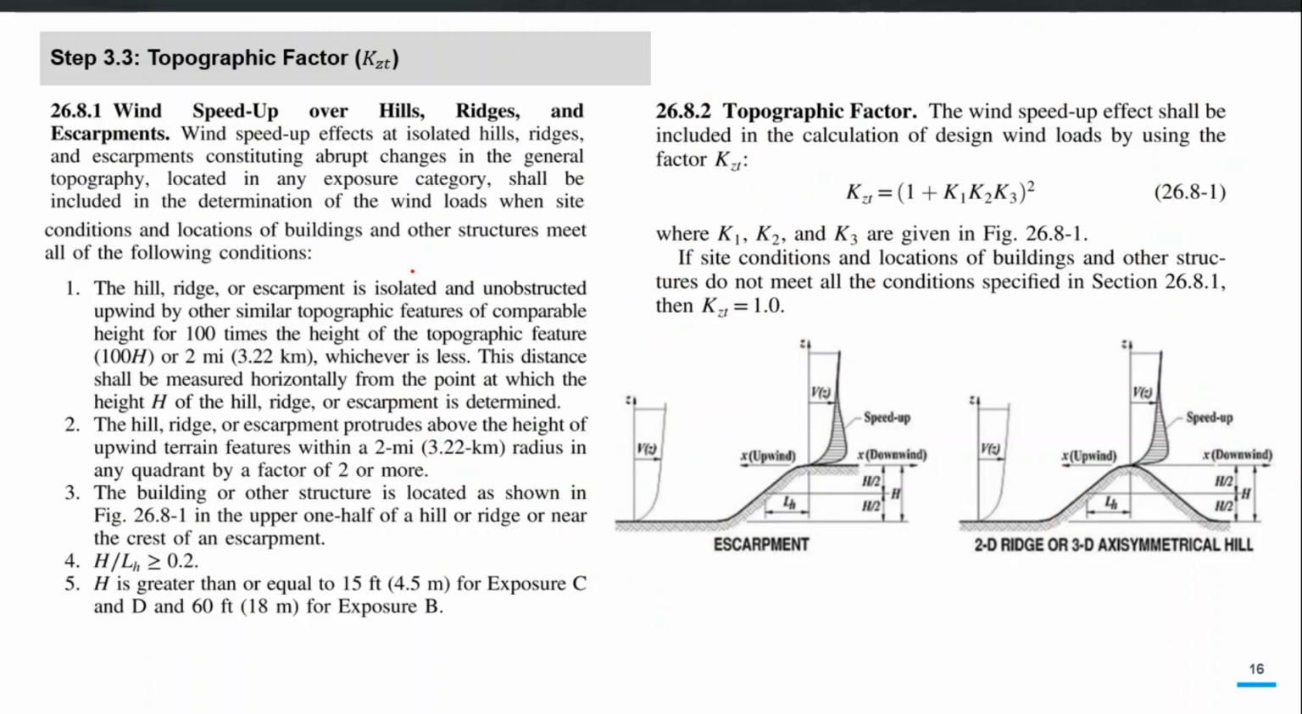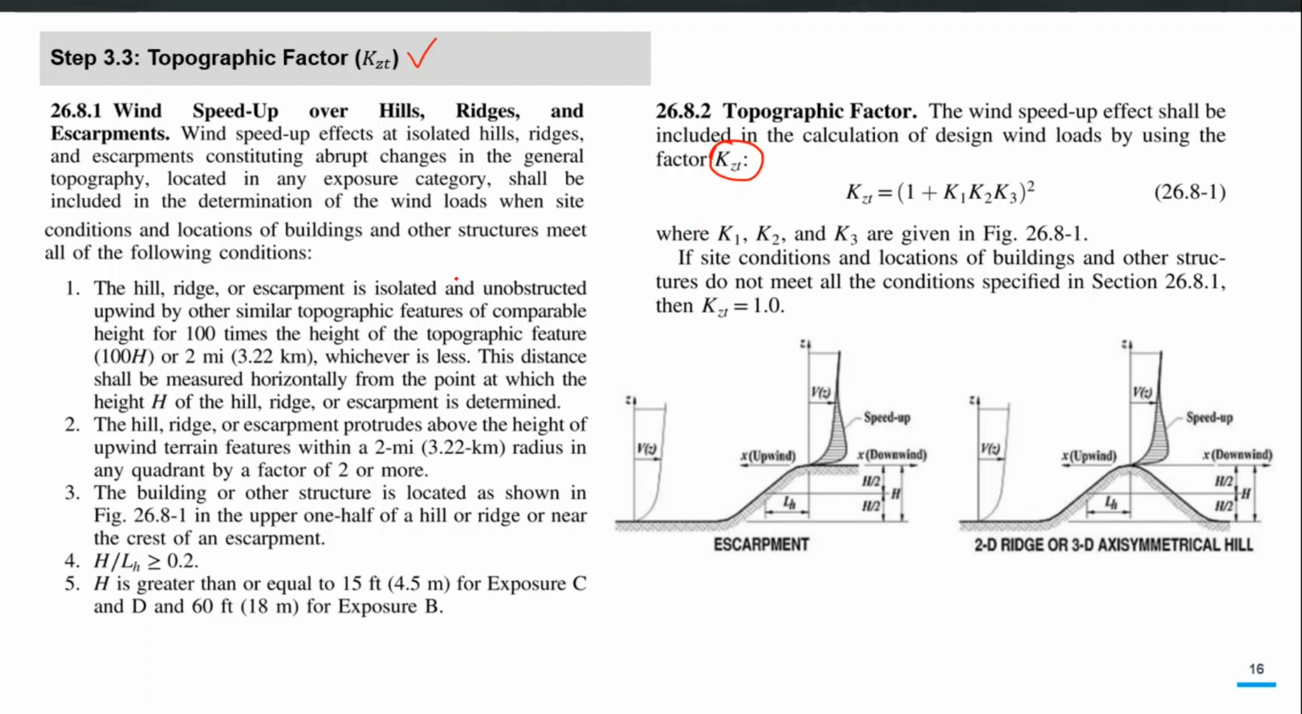Then topographic factor, it is a factor which accounts for the topography of your site at which your building is located. Sometimes based on the topography of your structure, if it is located at some hill or in some valley, for example, the winds may speed up, and that effect should be accounted using this factor Kzt.